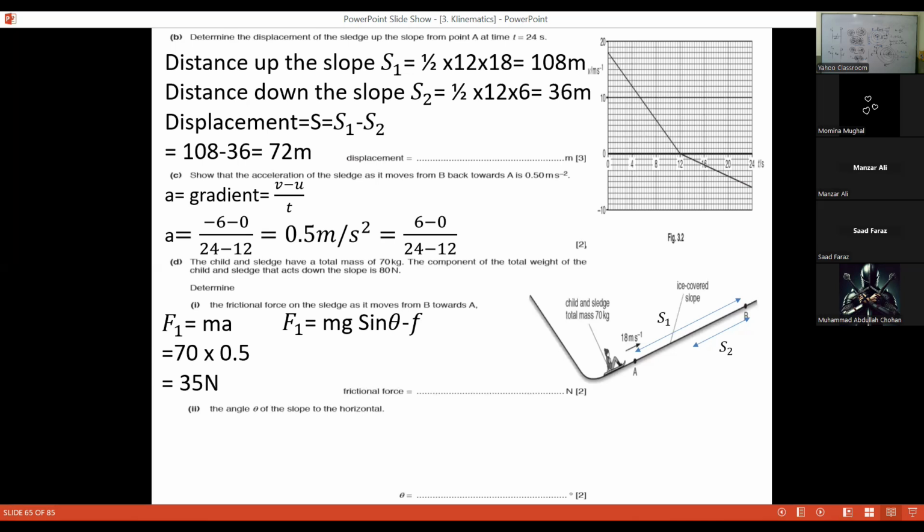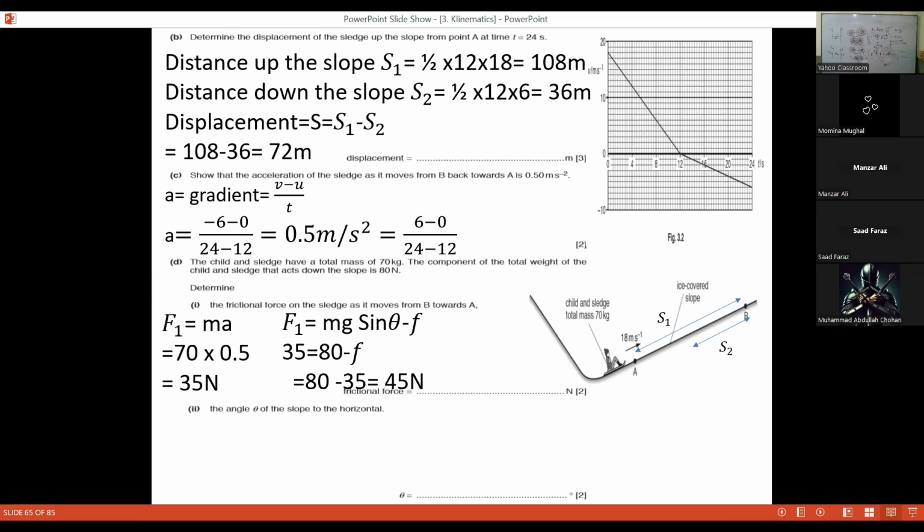It comes out to be 35 newtons, and component of weight down the slope they have already given us, 80 newtons. We don't have to calculate it because we don't know the angle. So F1 is 35, F is 80, and we have to find the value of friction. So from here, I get the value of friction as 80 minus 35, which is 45 newtons. This is the frictional force.